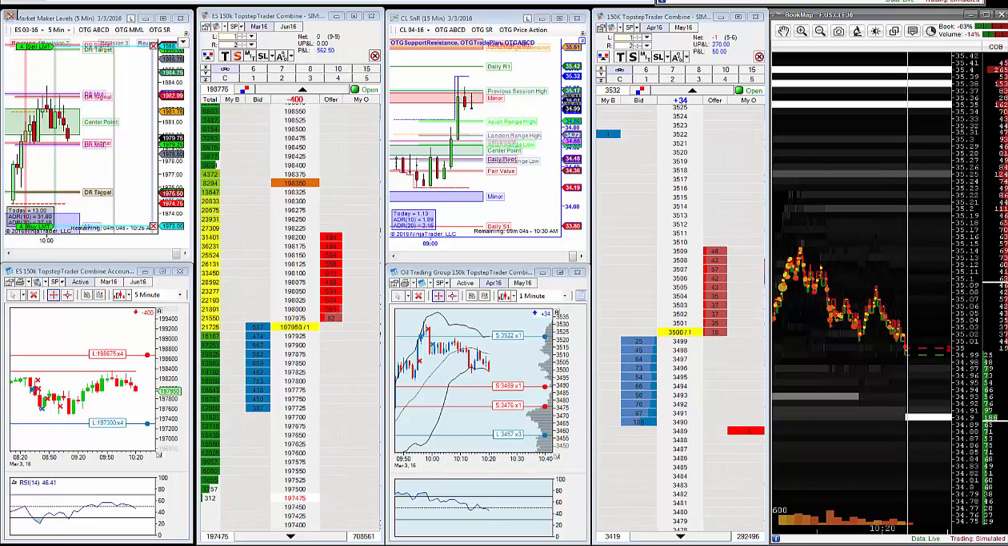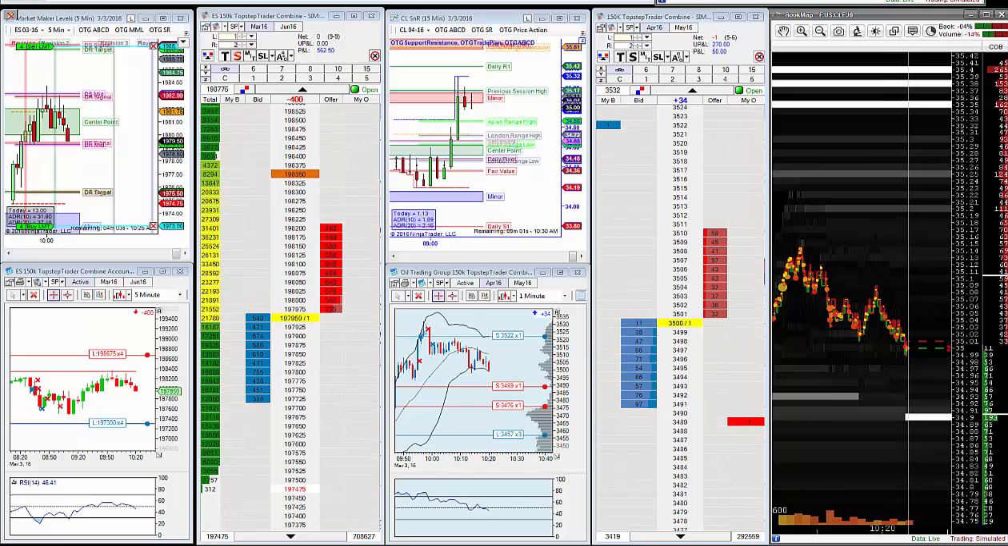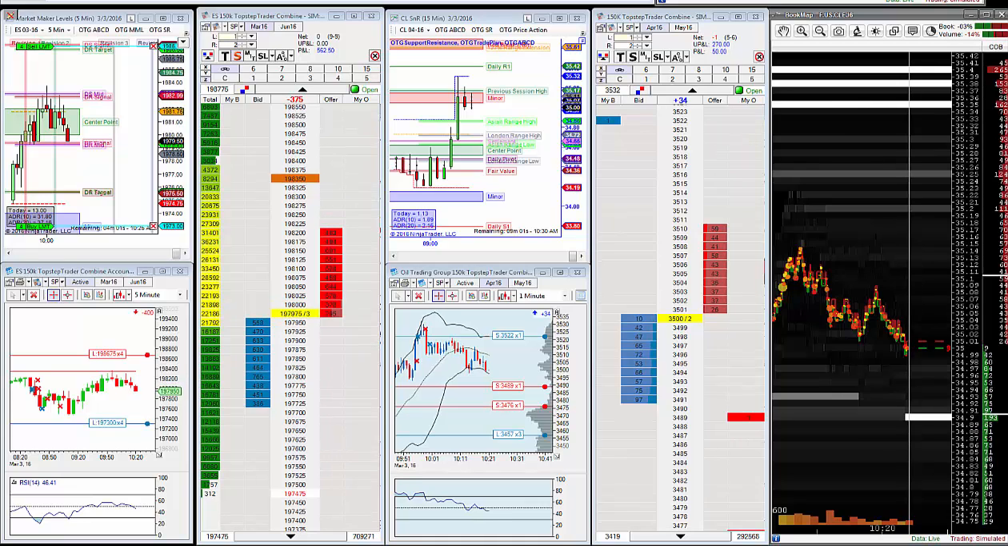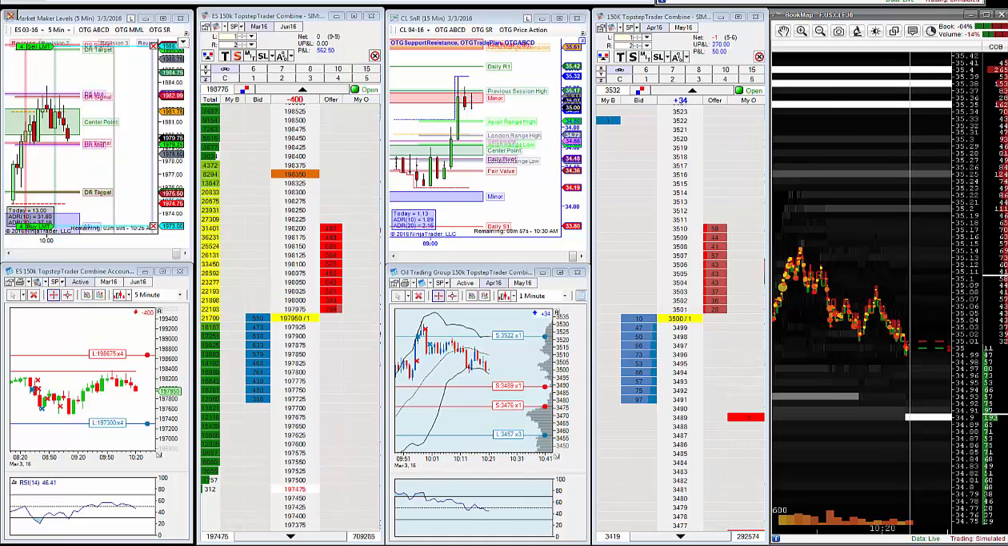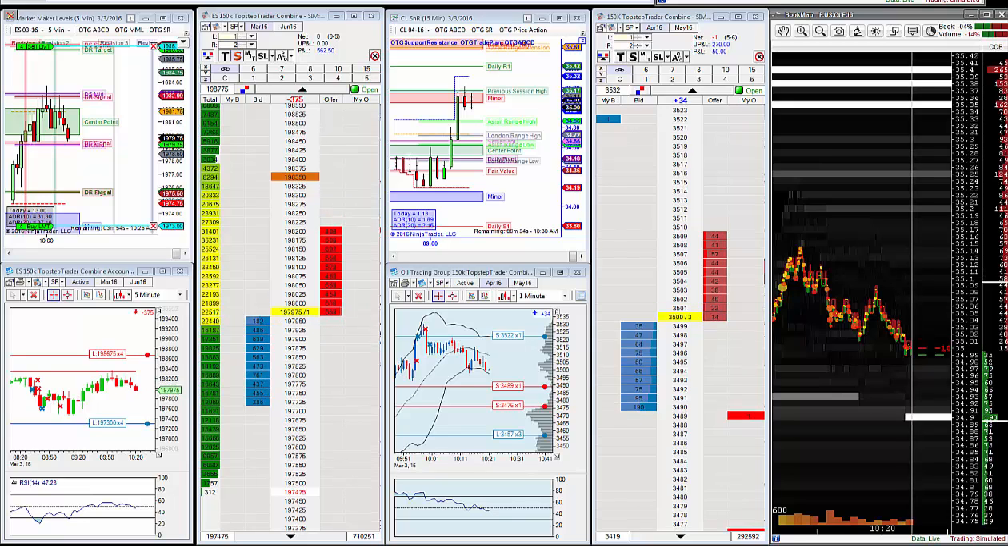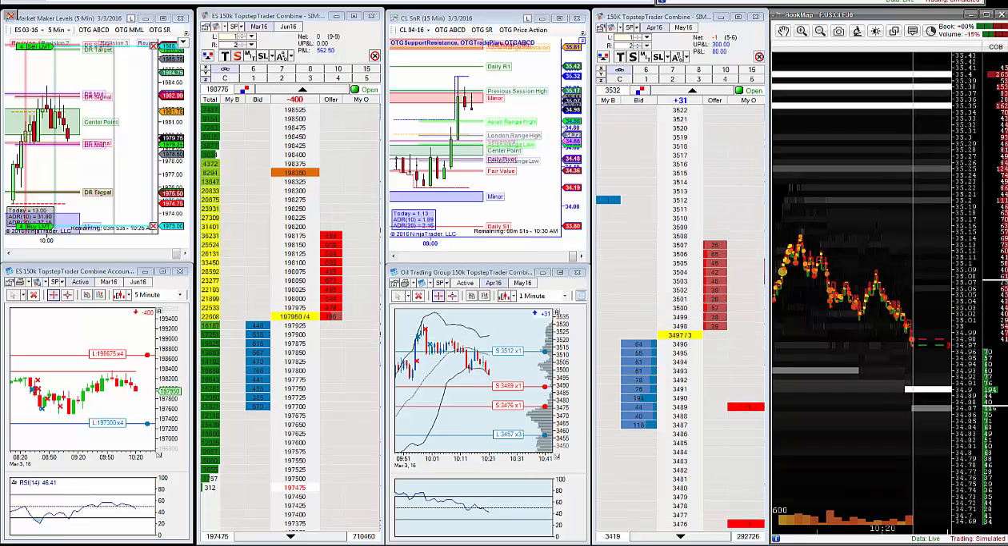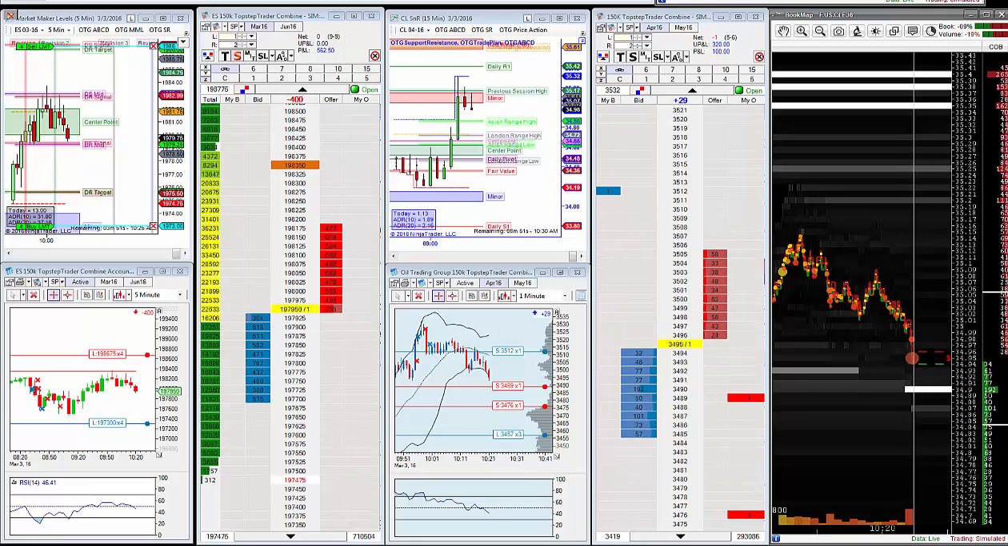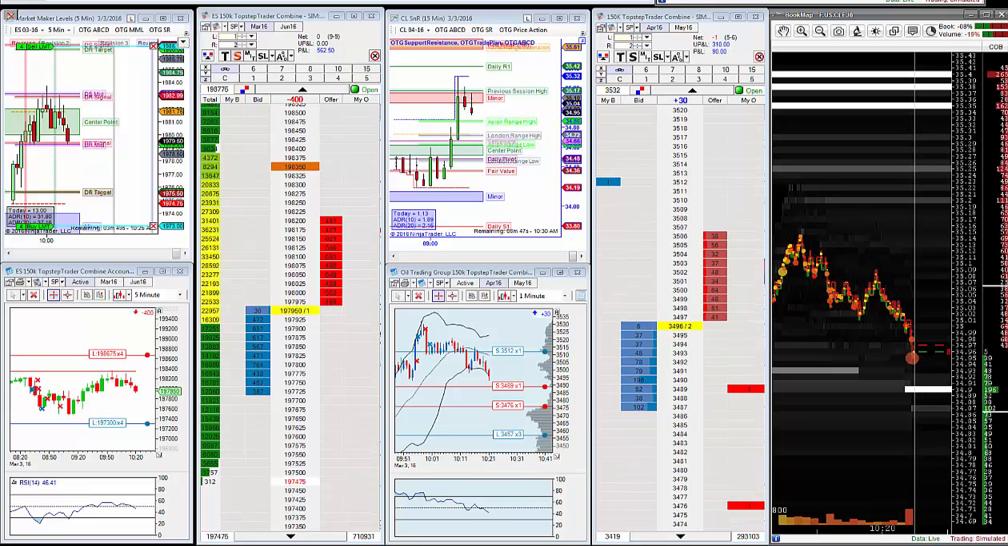Okay, there's 99, 98. Adding again at 89. We're going to add to this at 89 here. Let's bring the trail stop down now to 12. 15 ticks to 12. There's 96, 95. Going to add at 89.